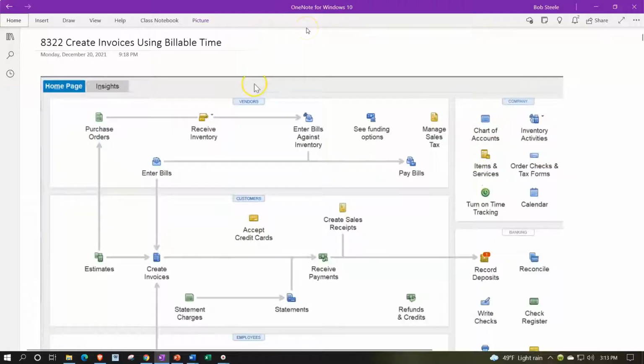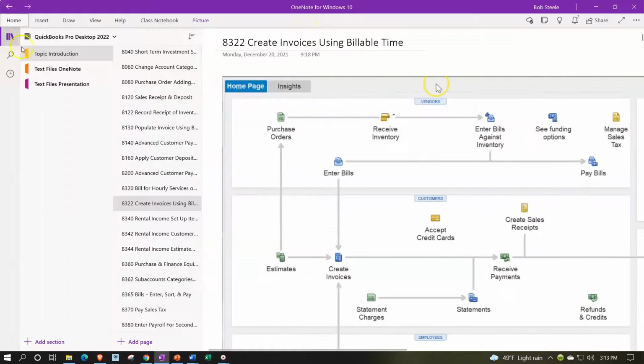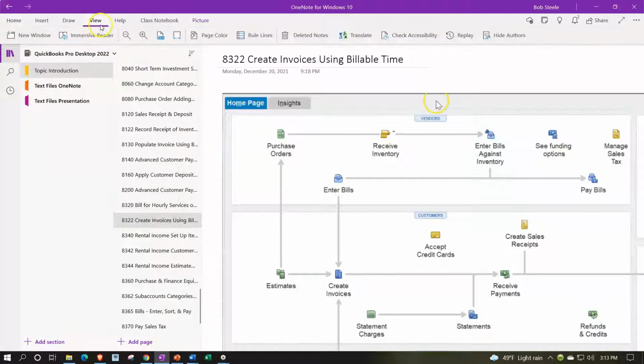If you have access to OneNote and would like to follow along, see the icon on the left-hand side, topic introduction, 8322, create invoices using billable time tab. Also take a look at the immersive reader tool. Topic introductions in the text area have the same name and same number, but with transcripts that could be translated into multiple languages, and neither listened to nor read in them. Same name and number as the presentations as well.